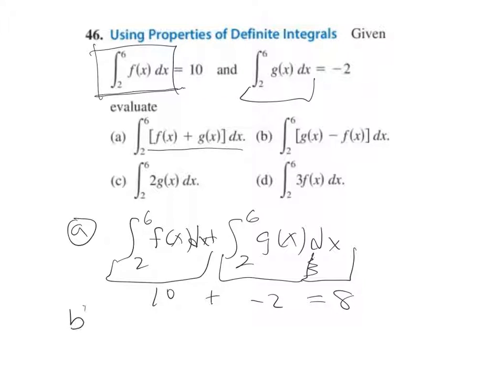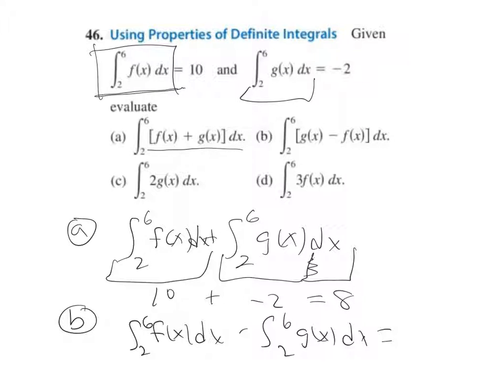For part B, subtract, same thing applies. So I can do the integral from 2 to 6 of f of x dx minus the integral from 2 to 6 of g of x dx. So now we're going to get 10 minus negative 2, so we're going to get 12.